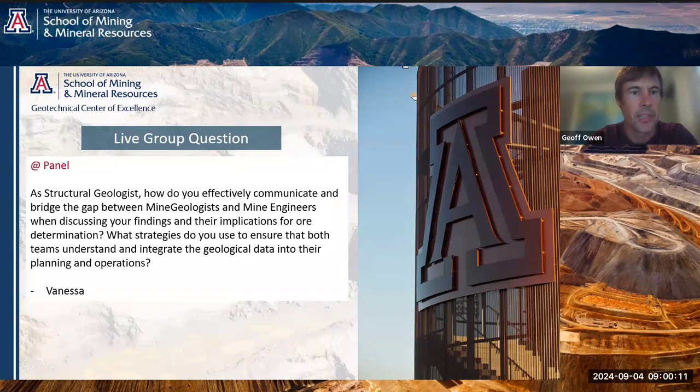If you have a large significant fault in the deposit that's affecting lithological offsets or ore body offsets, your mine geologist is going to want to know about those. And hopefully it's going to be the same orientation and the same structure that the mine engineers can use within reason.